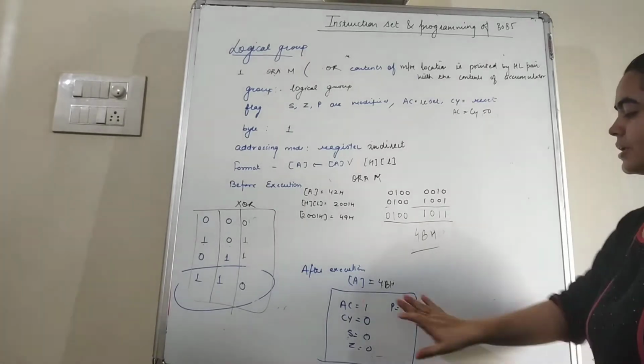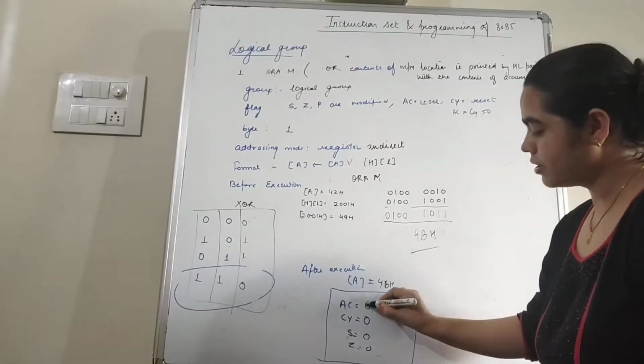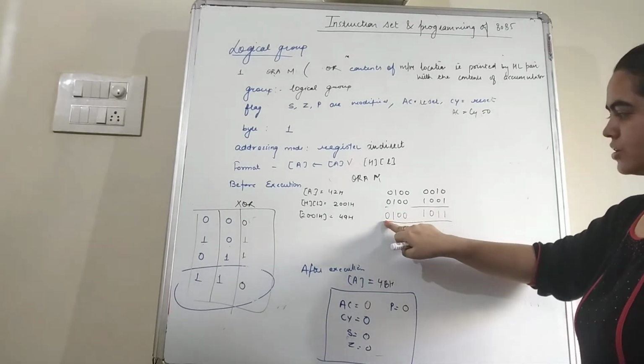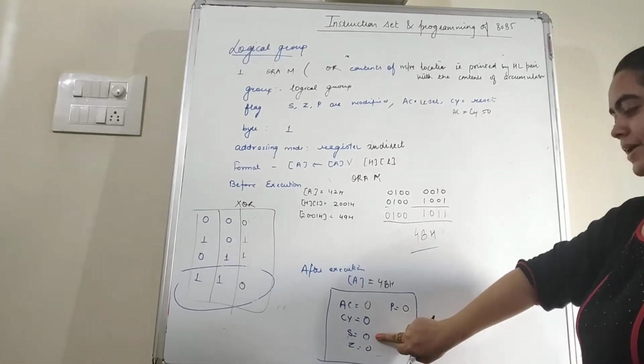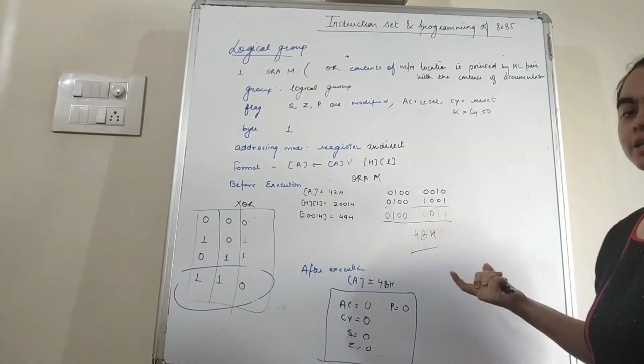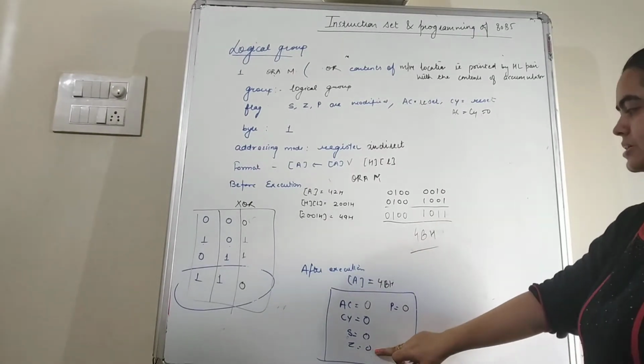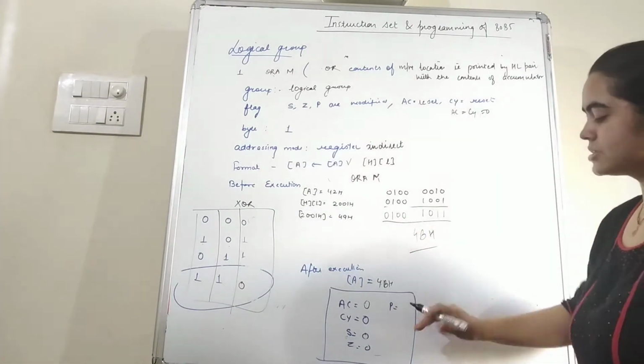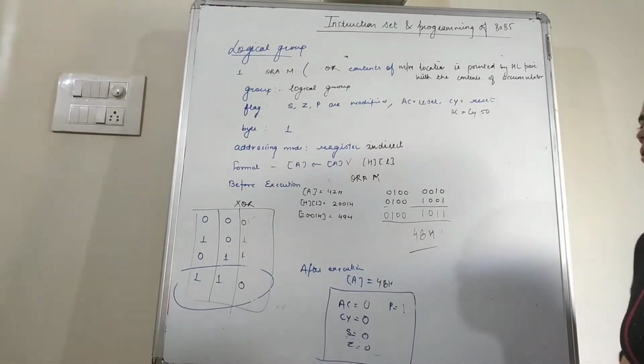And so accordingly we reset the value of AC and CY to 0, 0. And in MSB we have 0. So that means sign flag is equal to 0. The result is non-zero. So again zero flag is 0. And here we have an even number of 1s. So that means the parity flag is set to 1.